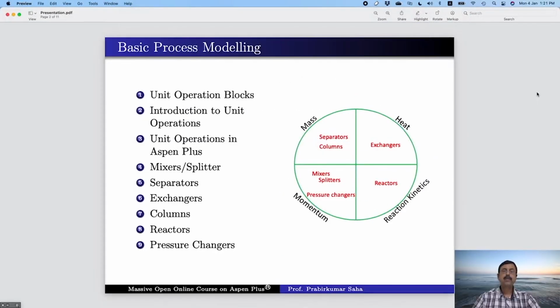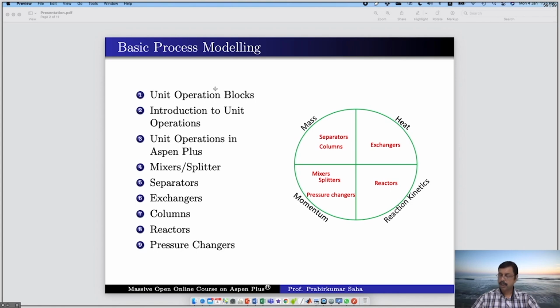Welcome to the massive open online course on Aspen Plus. In today's lecture, we shall learn the basic process modeling. We will cover the portion of unit operation blocks. Actually, we'll introduce the unit operations in Aspen Plus. And we will cover these unit operations, that is mixer, splitter, separators, exchangers, columns, reactors, and pressure changers.